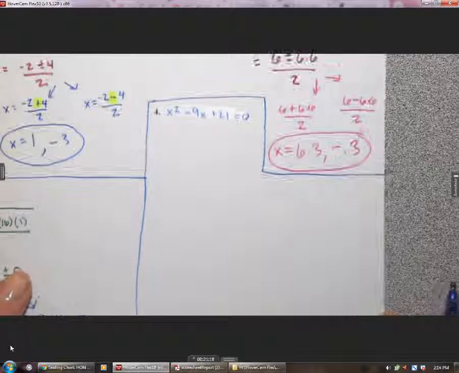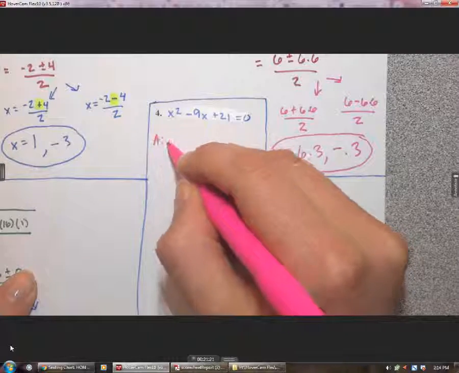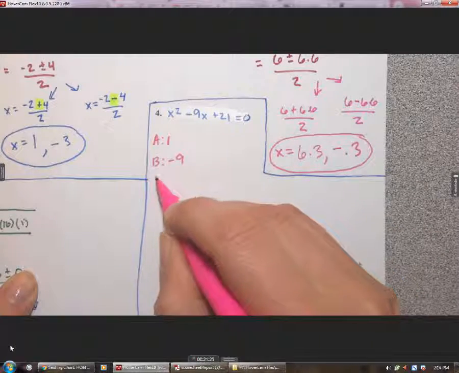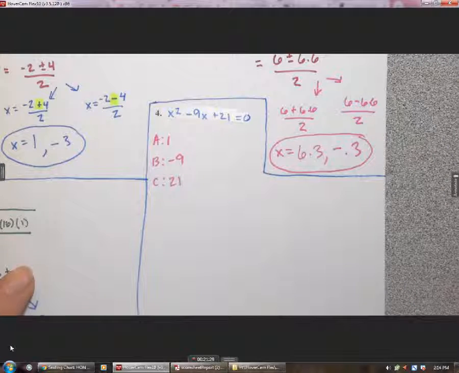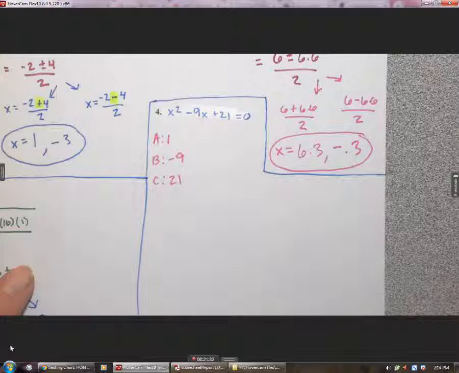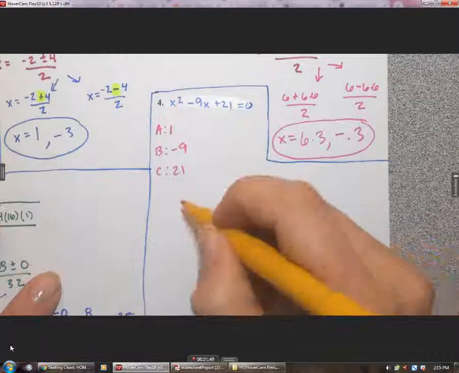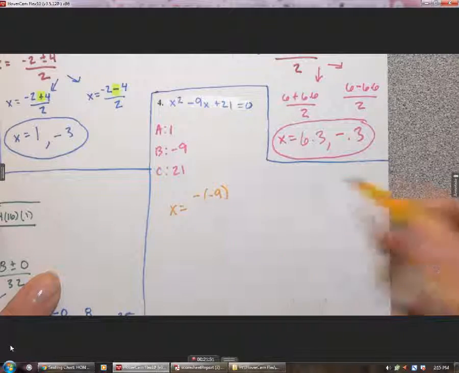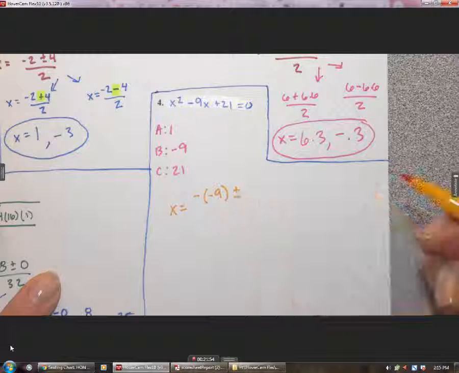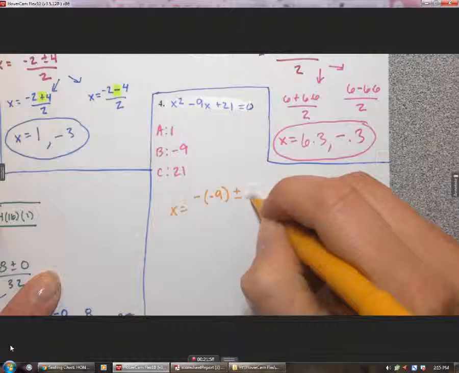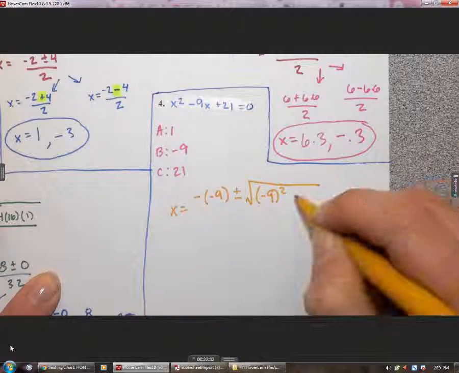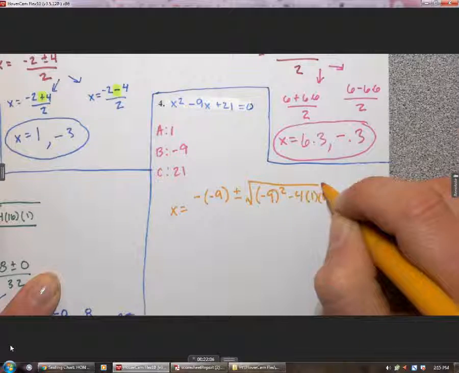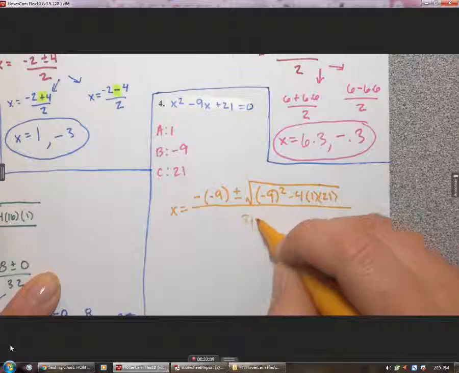All right, so now if we solve this thing, what's A? 1. What's B? -9. What's C? 21. Is this different from any of the other ones? Yes. Oh, you'll see. You do need to write it down. This is probably the most important one. So I'd have x equals negative 9 plus and minus the square root of negative 9 squared minus 4 times 1 times 21, all over 2 times 1.